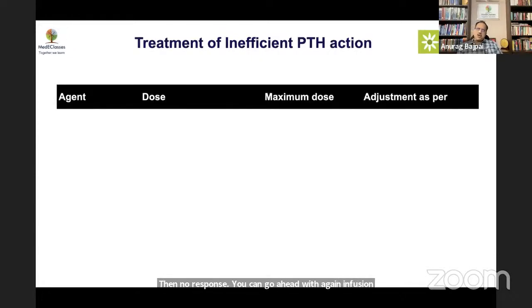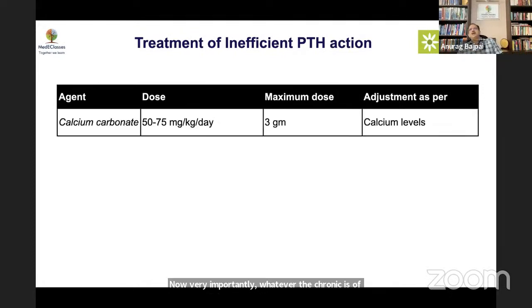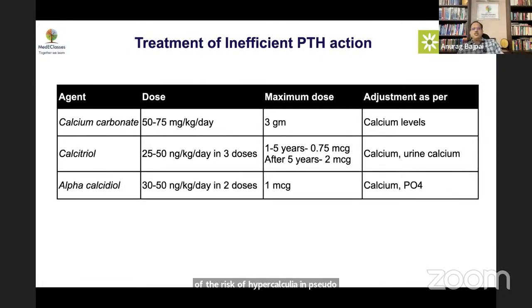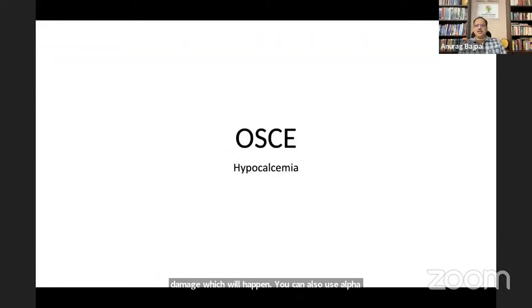Now, very importantly, about the chronic cases of hypoparathyroidism and pseudohypoparathyroidism, the treatment largely is in the form of calcium, which is given at a high dose, 50 to 75 milligrams per kg per day, up to 3 grams in adults, and calcitriol, which is given as 25 to 50 nanograms per kg per day. You titrate the calcium level, especially in hypoparathyroidism, maintaining a calcium around 8 to 8.5 because of the risk of hypercalciuria. In pseudohypoparathyroidism, maintain around 9.5 to 10 to avoid the skeletal damage which will happen. You can also use alfacalcidol if there is a clinical scenario.